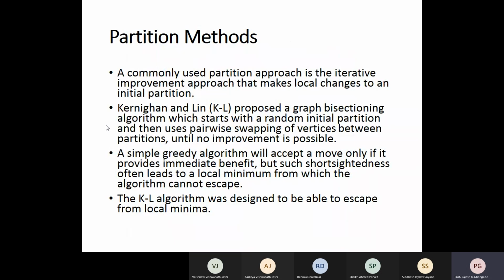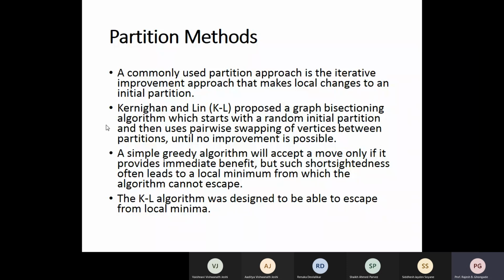Okay. Now there is something called a greedy algorithm, which is generally used for finding the least possible path, the shortest path. So that is called a greedy algorithm. You can have a look at the greedy algorithm elsewhere. You will find a lot of literature on that. It will accept a move only if it provides immediate benefit. But such short-sightedness often leads to what are called local minima, from which the algorithm cannot escape. The KL algorithm was designed to be able to escape from its local minimum.